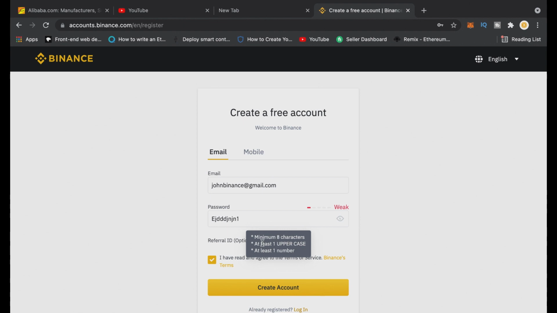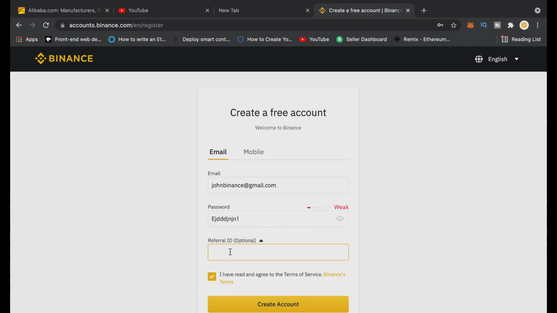So a referral option here is a referral ID. In case someone referred you to the platform, you can just enter the code here, and then whenever you make trades, they get maybe commissioned, or after you have funded your account, they get some commission and stuff like that.